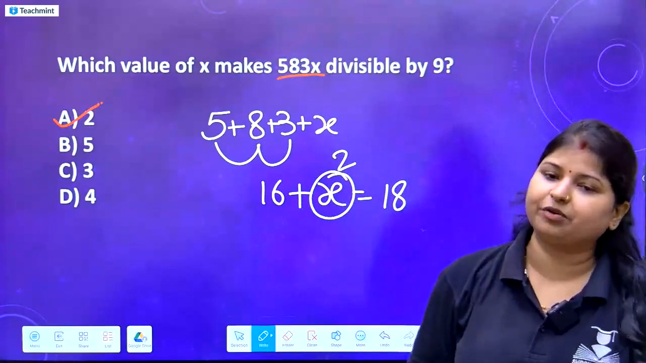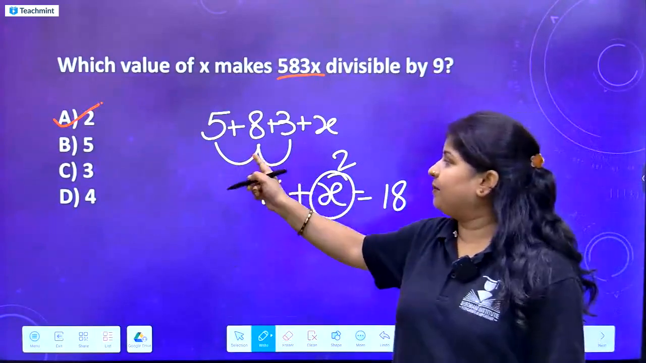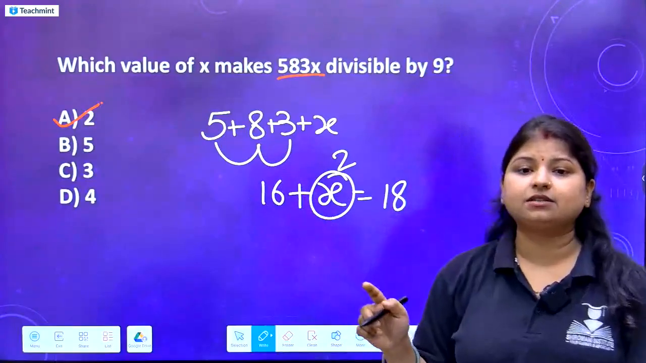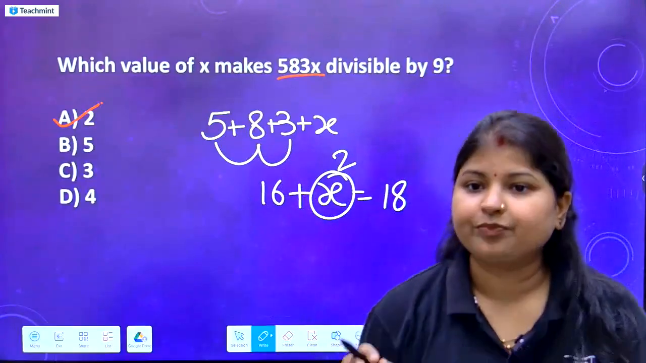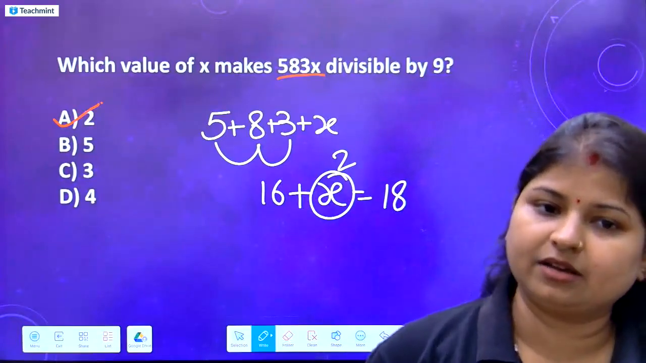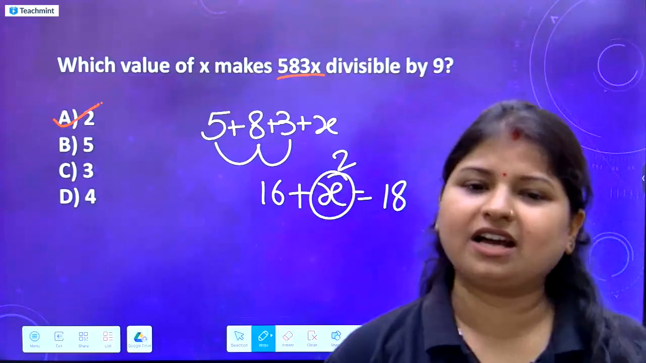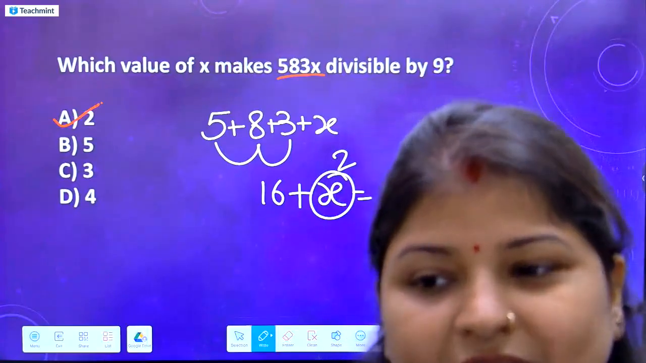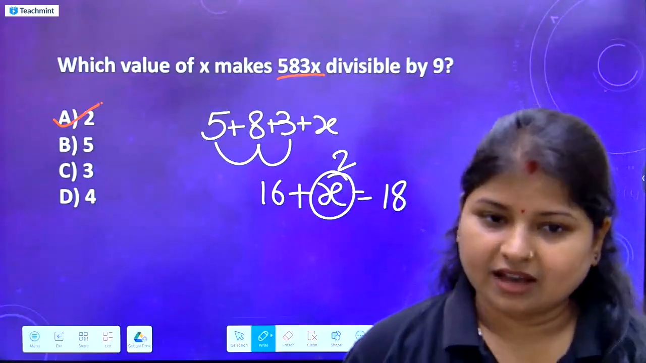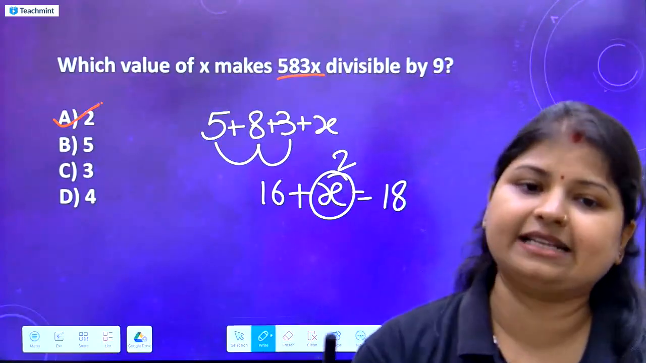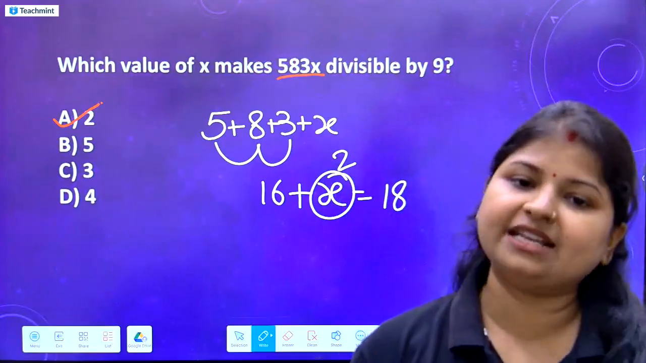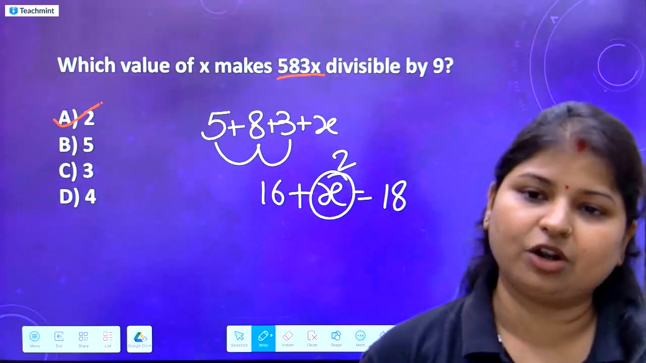Shreyan, beta, please turn off your mic. 5 plus 8 is 13. 13 plus 3 is 16. Tanay, beta, please turn off your mic. One by one, I will not ask you to turn off your mic, beta. You can turn on your mic, but first raise your hand and then you can turn on your mic. I get disturbed and the class gets disturbed by this, right? Riyansh.